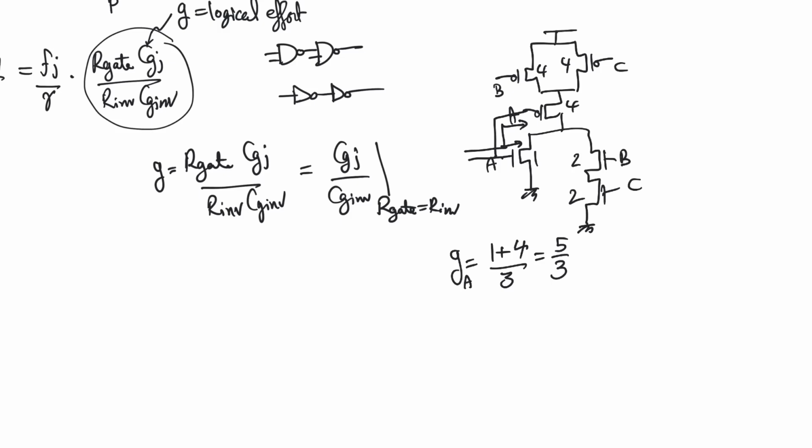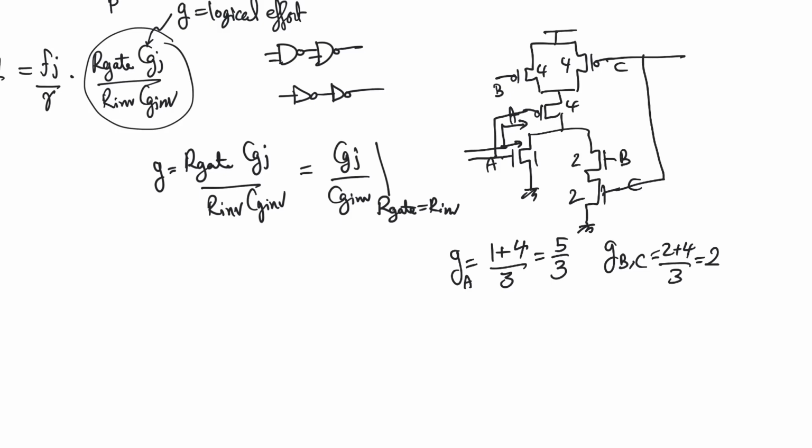But this is only for input A. Because if you look at either input B or input C, you're going to see an input capacitance of 2 plus 4 over 3, which is 6 over 3, which is 2. So you have two possible values of logical effort for this gate. In general, for a gate with n inputs, you're going to have n possible logical effort values depending on the architecture. Some of them might be equal, as was the case here with B and C. So when we use logical effort, we have to be careful which input is being activated in the chain we are looking at.